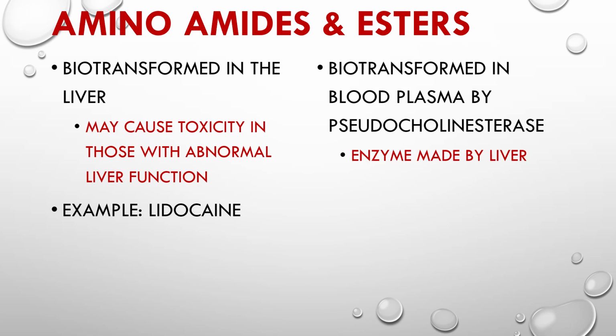Our aminoesters are biotransformed or metabolized in the blood, in the plasma, by an enzyme called pseudocholinesterase, which is an enzyme that is made in the liver but is actually broken down in the blood plasma. An example here would be Novocaine.